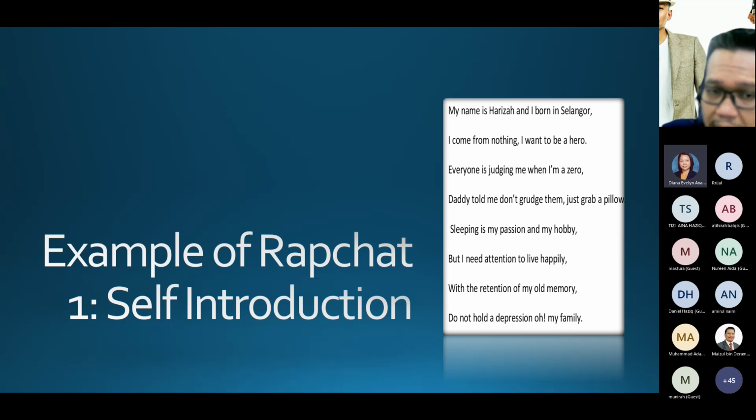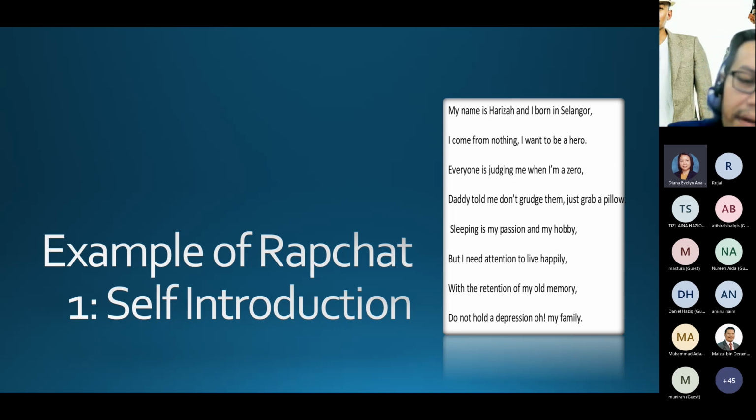Nampak? Nampak kan? Okay, ni adalah example of self-introduction of Rapchat 1. Ini yang my student buat last semester. It's very simple, tapi dia menggunakan Rhymezone lah. So ada benda-benda, words yang I think challenging for her lah, even maybe to us also. Maksudnya kita tengok kamu, apa yang dia cuba sampaikan.